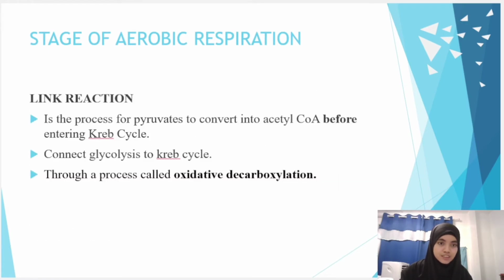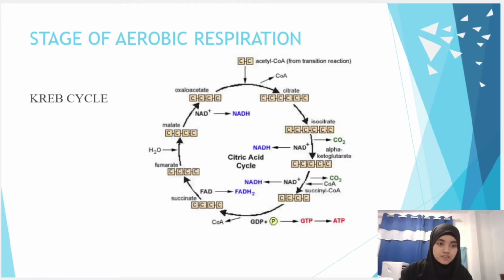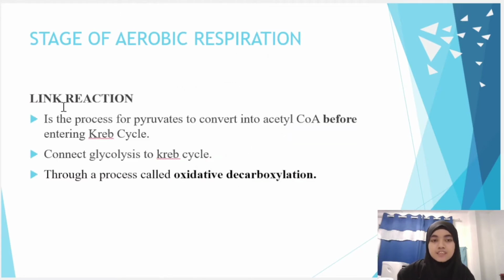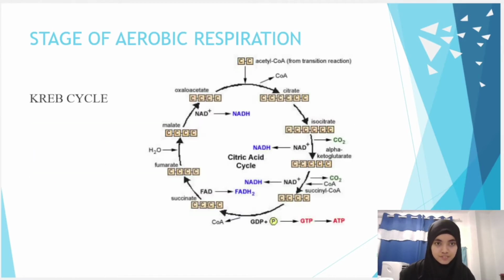Next is the link reaction. The link reaction is the process of converting pyruvate into acetyl coenzyme A before entering the Krebs cycle. It connects glycolysis to the Krebs cycle through a process called oxidative decarboxylation. So this is the Krebs cycle, and there are 8 steps inside the Krebs cycle.